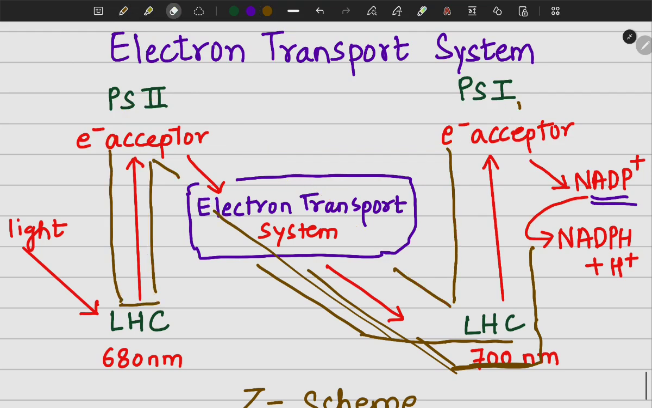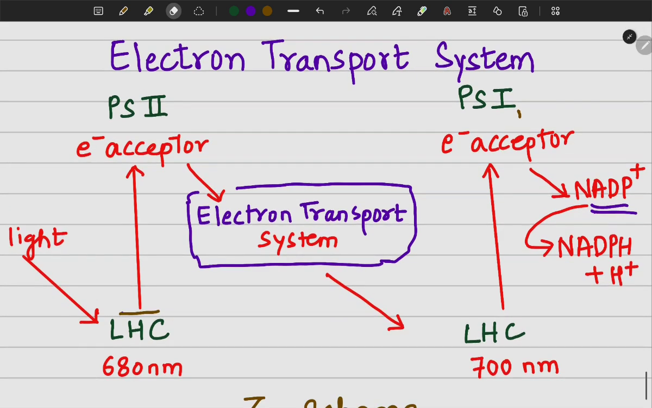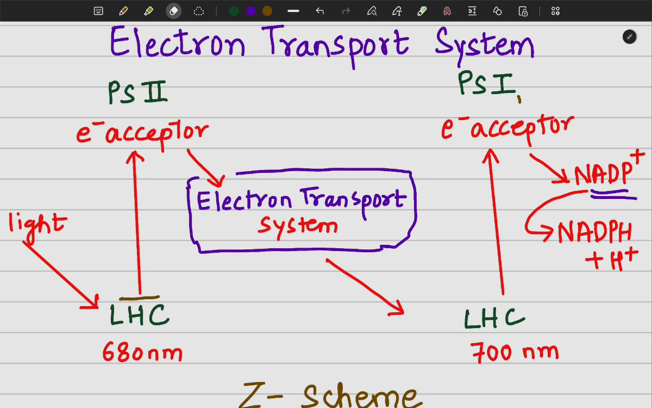I hope the electron transport system and the Z scheme are clear to you. If you remember, NADPH is one of the main products formed in the light reaction of photosynthesis, and it is formed here. Now we will study the splitting of water, the formation of ATP, and the further reactions that go on in the light reaction in the next session.